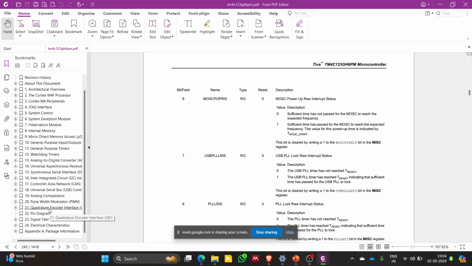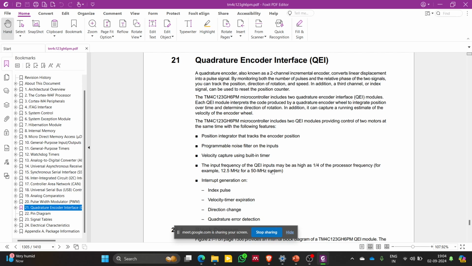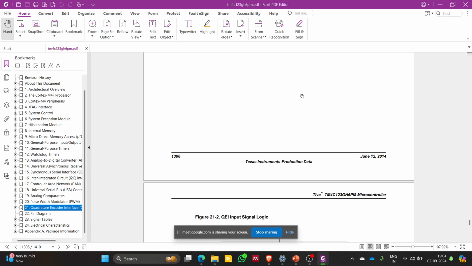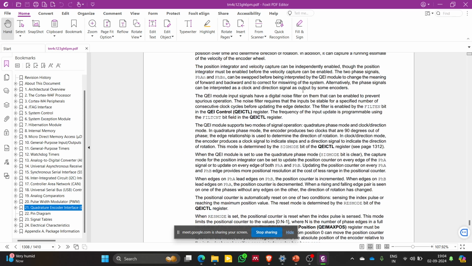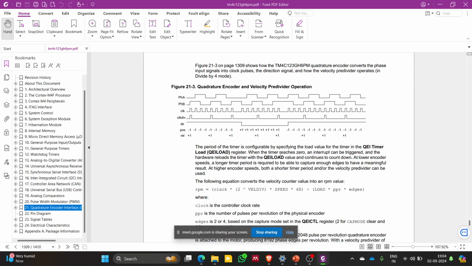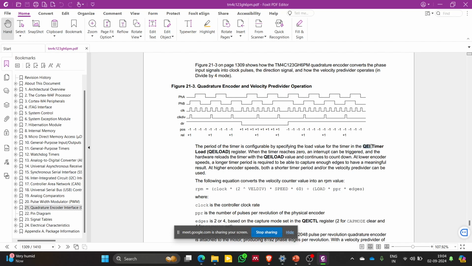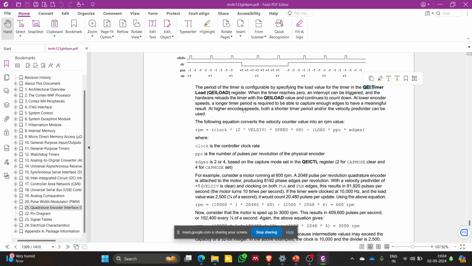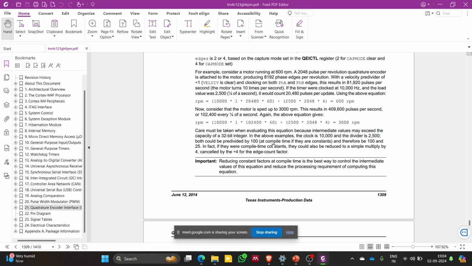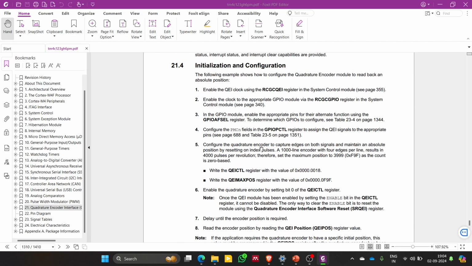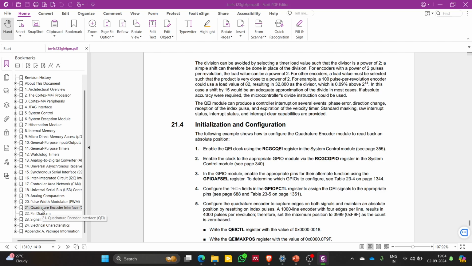For the QEI interface, you need to go to chapter 21. In this you will find this kind of picture, and I think there is one example problem also solved here. This is a problem you can play with. They have solved this problem, and this will give you some idea how to solve this kind of question. For QEI, the quadrature encoder interface, you need to go to chapter 21.